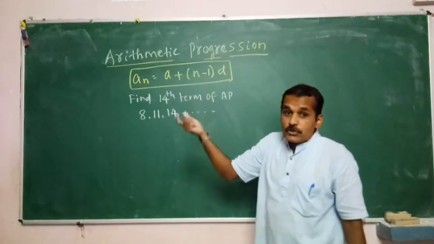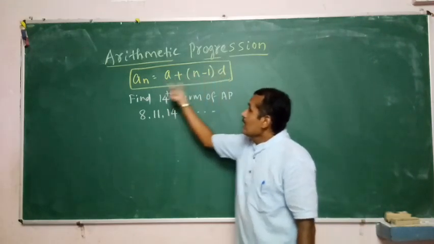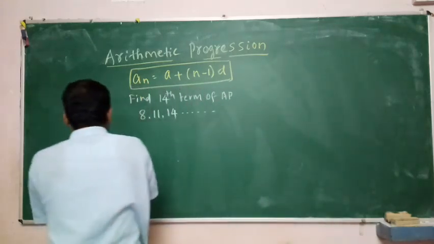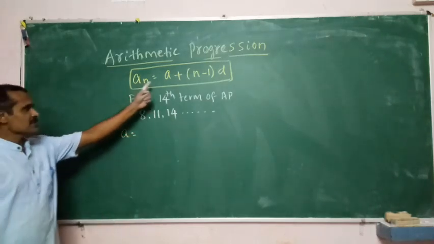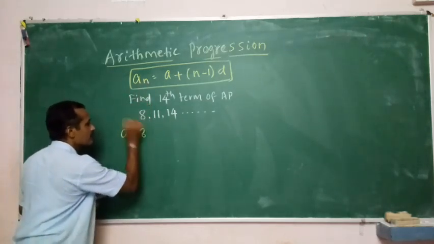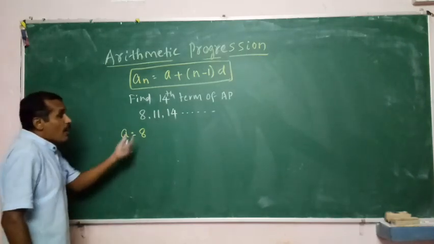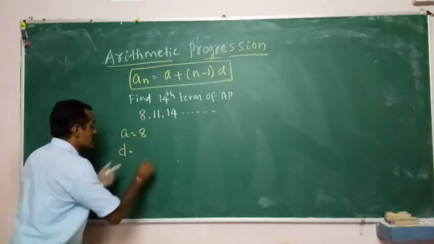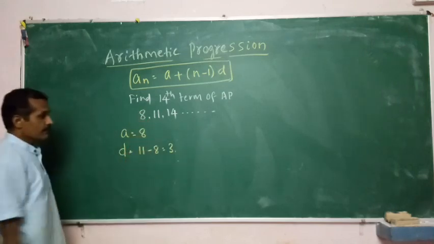What are the notations or symbols you have? A, N, D, and An. These are the only 4 symbols for you. Let me write what is what. A: what is A? The first term, it is 8. D: what is D? I have told you D is the common difference. To find the common difference, the method is second term minus first term. It is 11 minus 8, which is equal to 3.